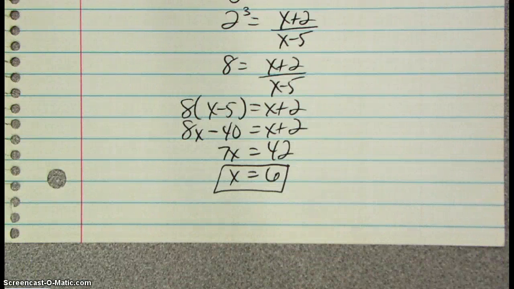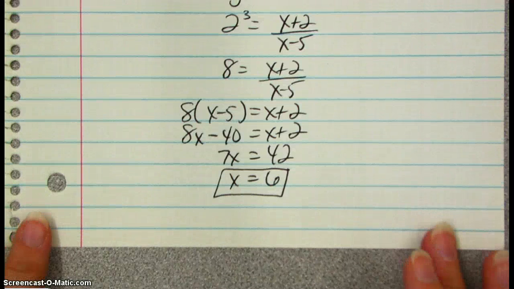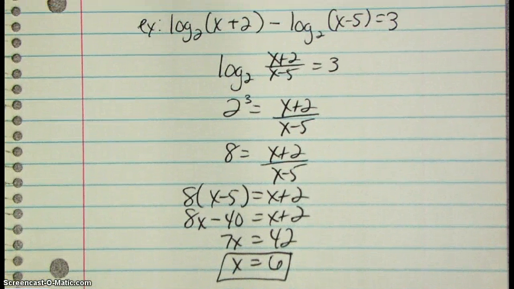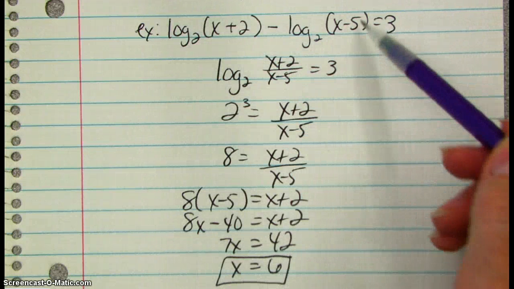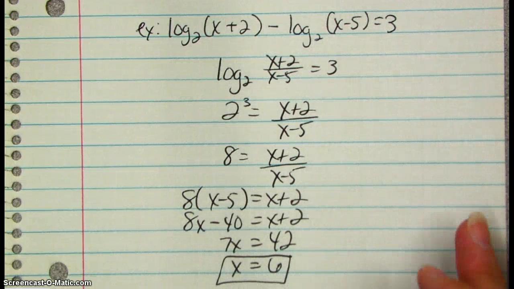And just for the heck of it, let's check it out. I'm going to drag this down. Put in 6. That's positive. It's greater than 0. That's greater than 0. We're good. That is a solution. We're okay with that.